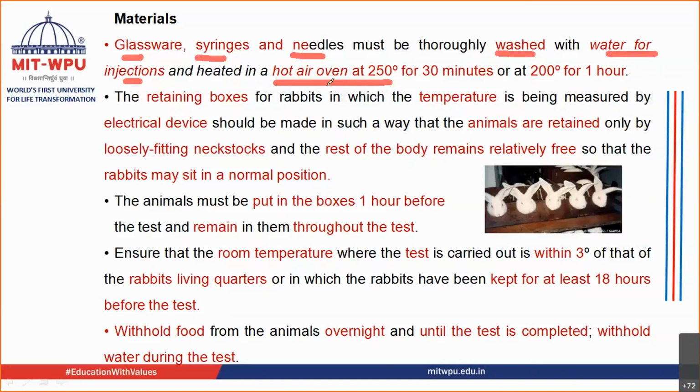So for that, you are going to wash and dry the glass syringes and needles in a hot air oven at 250 degrees Celsius for about 30 minutes, or at about 200 degrees Celsius for about 1 hour, and make them free from pyrogen or any microorganism.